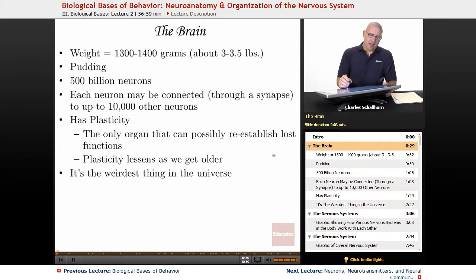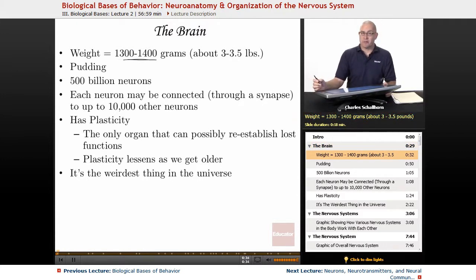The brain. It weighs 1300 to 1400 grams, about 3 pounds. Now, my brain, you can't tell from here from the camera, but I probably have a 3.5 pound brain. I come from the land of the big brain folk. How do I know that? Because I wear a size 8 hat. Yes, I have a supersized dome.